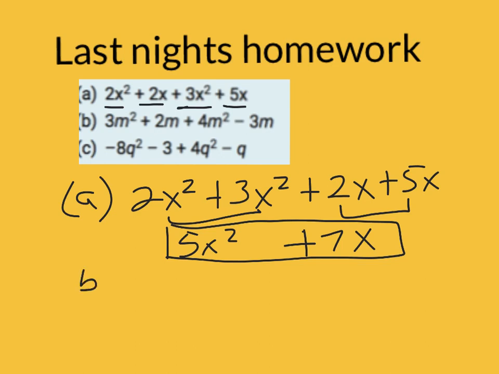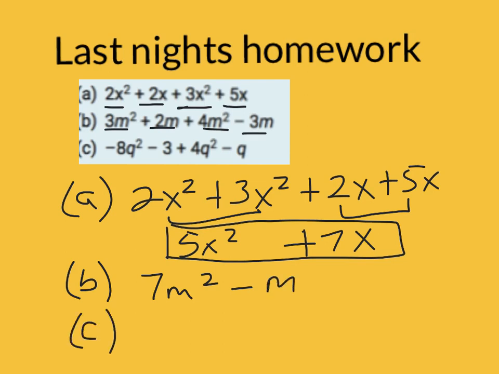I'll do one more, just a little bit longer, and the rest of them I'm just going to do a little bit quick. Okay, so we see we have 3m squared and 4m squared. So 3m squared plus 4m squared gives me 7m squared. And we have 2m minus 3m. So 2 minus 3 gives me minus 1m, which we call m.